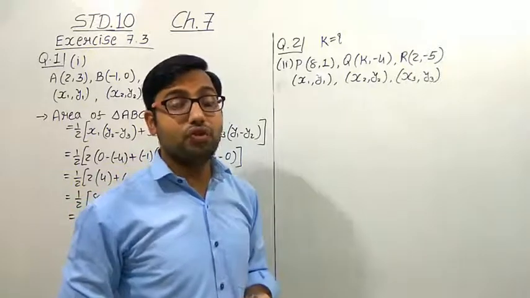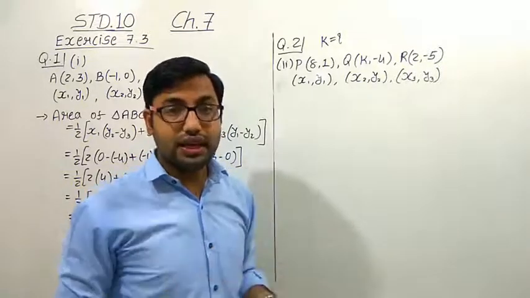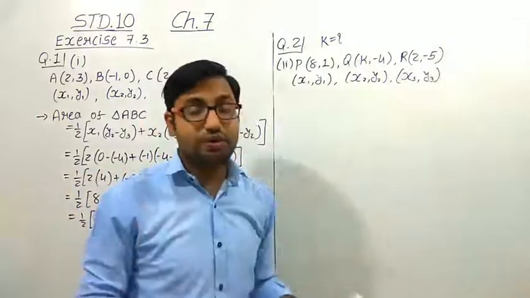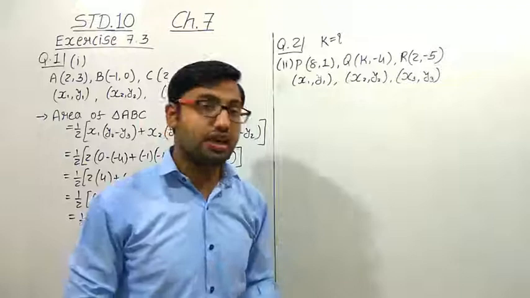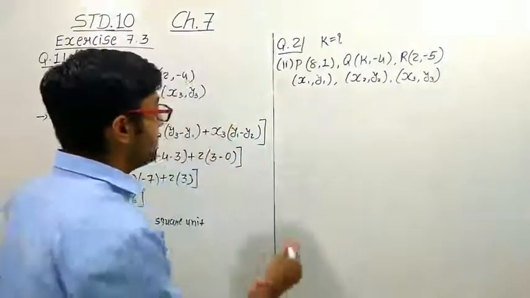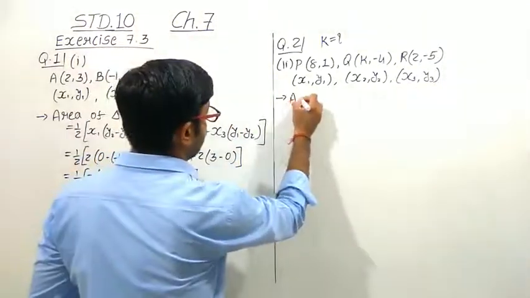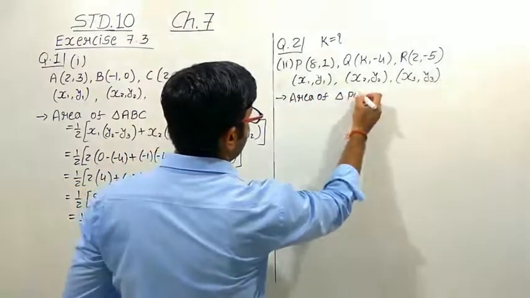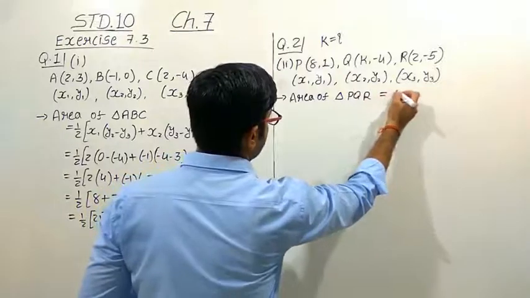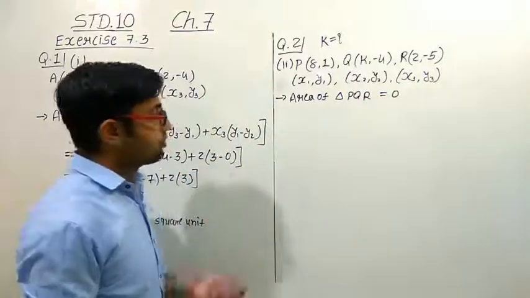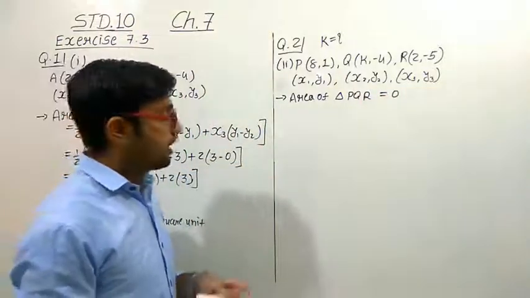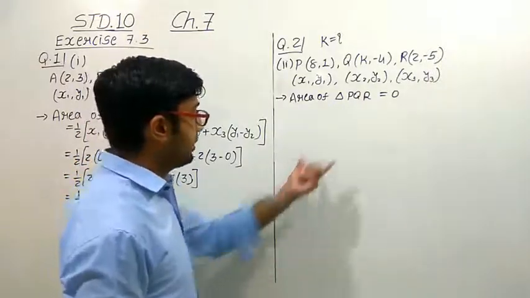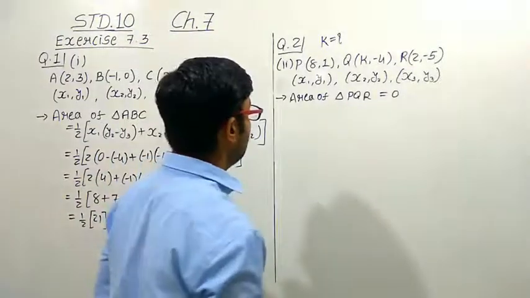No, they cannot form the triangle. So what will be the area? Area will be 0, because all the 3 points are collinear. They are not forming the triangle. So the area we can take is equal to 0. So here we can write that the area of triangle PQR is equal to 0 because the 3 points are collinear. They are not making a triangle, so there is no concept of area. Now you can apply the formula of the triangle.